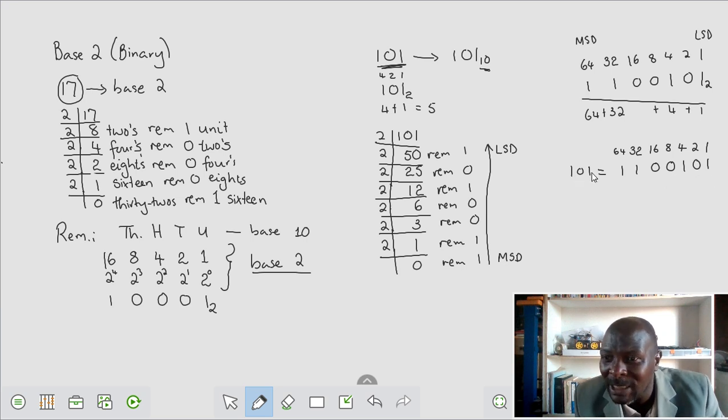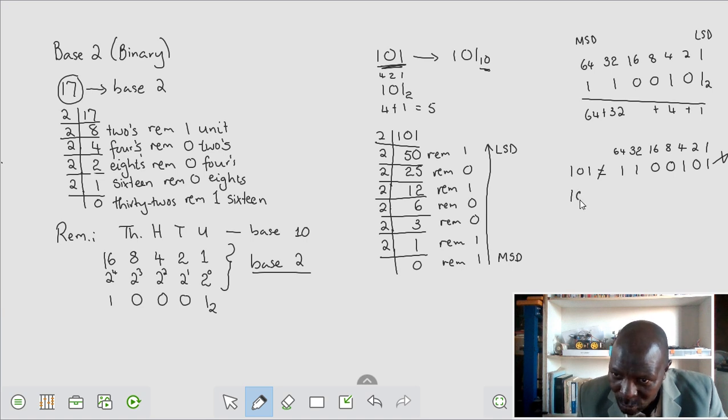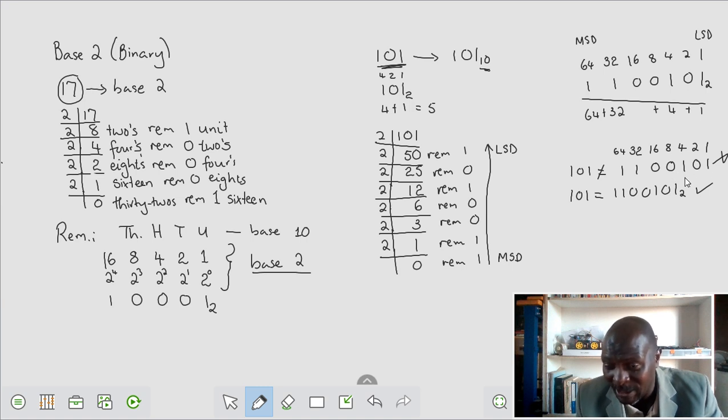The answer is 1100101. It will be a miracle to say that 101 is equal to that. No, I will mark this wrong. So you have to show us that you know 1100101 only works in base 2. Only if it's in base 2 can it be equal to 101, and you get full marks. But if you suggest to us that 101 is equal to 1100101, you will see your marks fly, and you try to keep as many marks as possible. So you need to be very careful about some of these little nitty-gritties.